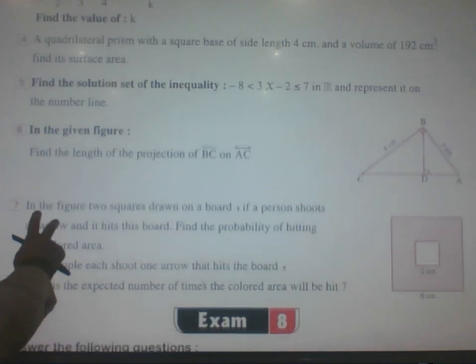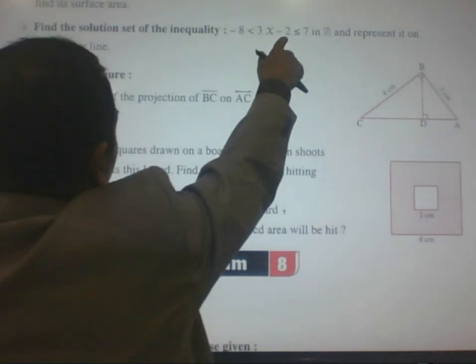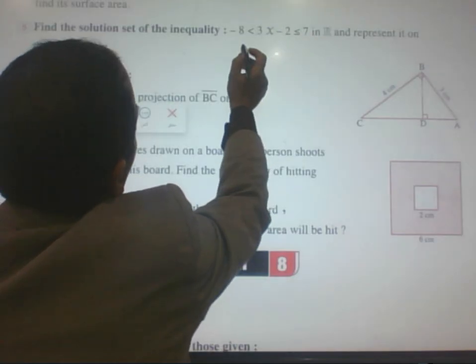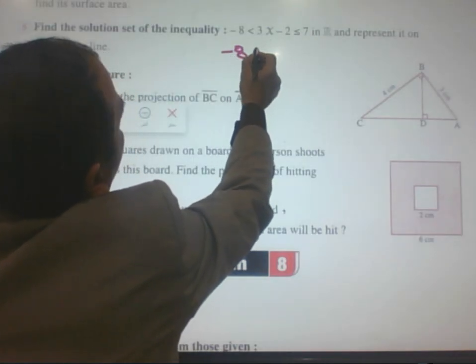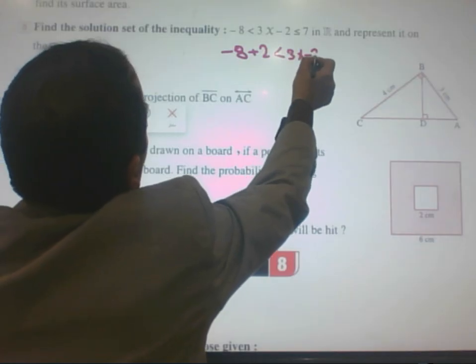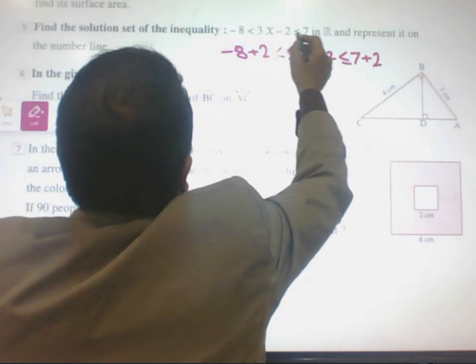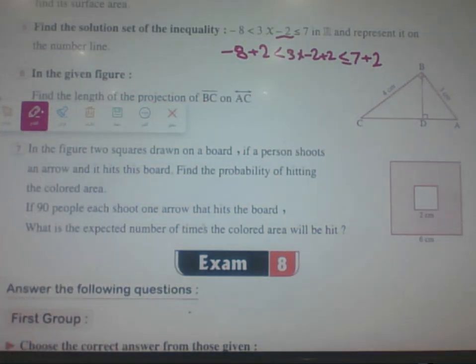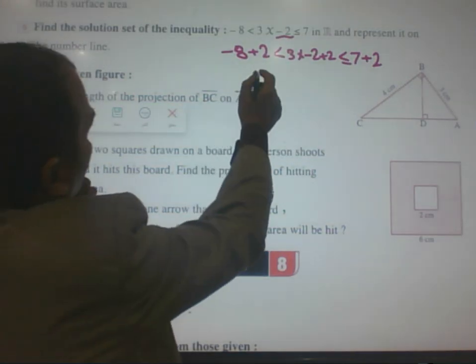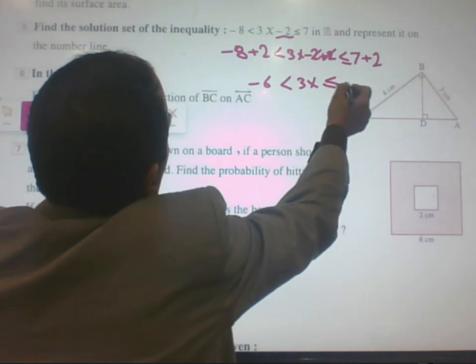Understood? Next question, solve the inequality. First step, you must cancel negative 2 by adding positive 2 to all three terms. We can write 3x minus 2 plus 2 less than or equal to 7 plus 2. Cancel negative 2 first by the additive inverse. Then negative 8 plus 2 is negative 6, less than 3x, less than or equal to 7 plus 2, which is 9.